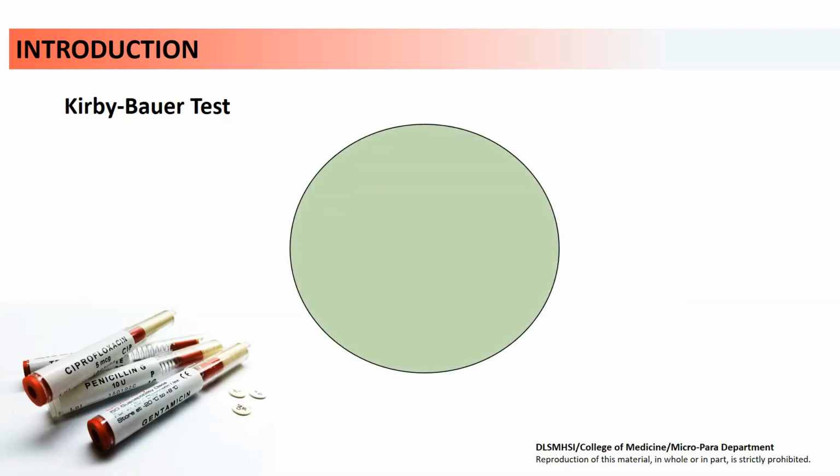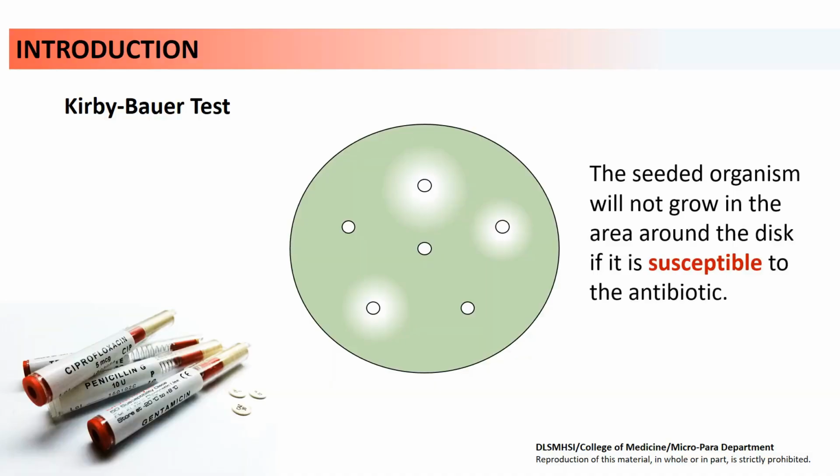Let me give you an example. Let's say you want to know the antibiotic susceptibilities of Pseudomonas aeruginosa. By the way, Pseudomonas aeruginosa appears green on Mueller-Hinton agar. So after overnight incubation, you have this result. Take note that the seeded organism will not grow in the area around the disc if it is susceptible to the antibiotic. Therefore, we can say that in this example, the organism is susceptible to these three particular antibiotics.